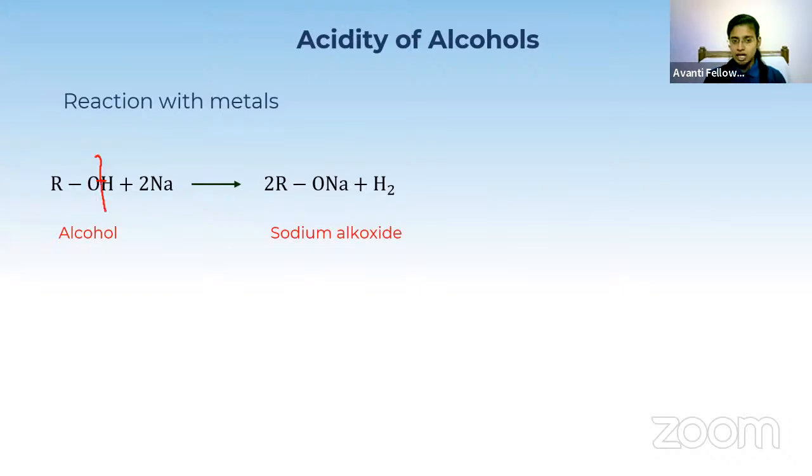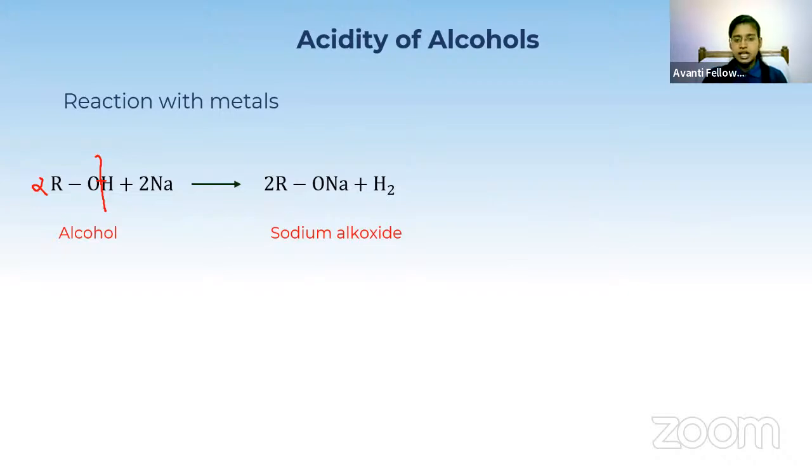Okay, it will be broken down. So I will take 2 moles of alcohol and the OH bond will be broken down, and sodium will go and take the place of hydrogen and 2 hydrogen will come out. So we get sodium alkoxide.